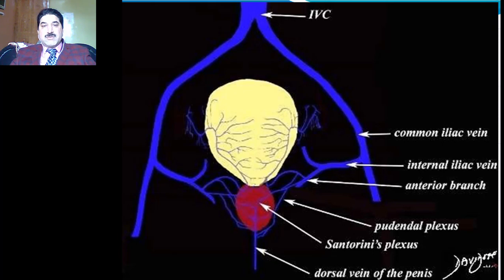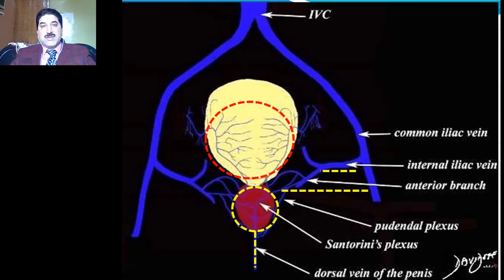The veins of the prostate drain into the prostatic venous plexus, which is very important clinically. The tributaries of this plexus are the dorsal vein of the penis, and also the vesical venous plexus draining into the prostatic venous plexus. From there, venous blood goes into the internal iliac vein mainly, but some blood also drains into the external iliac vein.